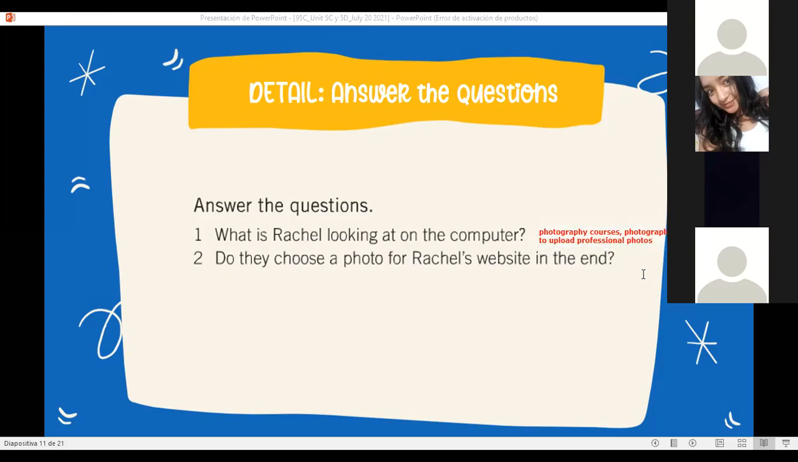Thank you, Wendy. So these were some of the options, right? Like Rachel was pushing Becky to become a professional photographer. At the end, did they choose a photo for Rachel's website? What do you think? Could they choose the picture for the website or not? Let's see again so you can help me with the answer, okay? Look carefully again, guys. Let me replay it.